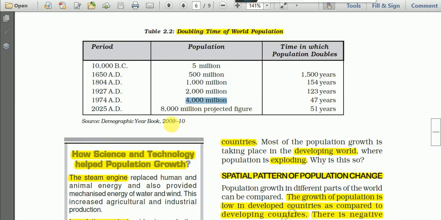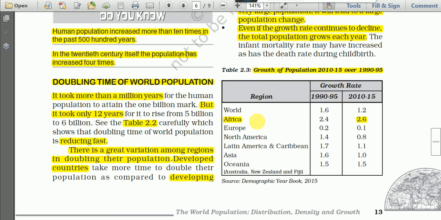And by the year 2025, the world population will become double. That is 8,000 million, that is 8 billion, within 51 years. So in this way, the doubling time of world population is declining with time. The doubling time of population was very long, then it is declining. It becomes 154, 123, 47, and so on, as mentioned in the book. See here, the doubling time of world population is reducing fast.